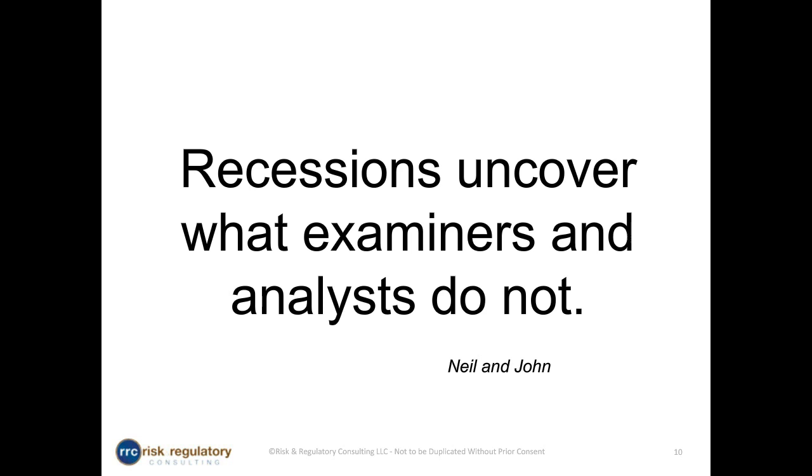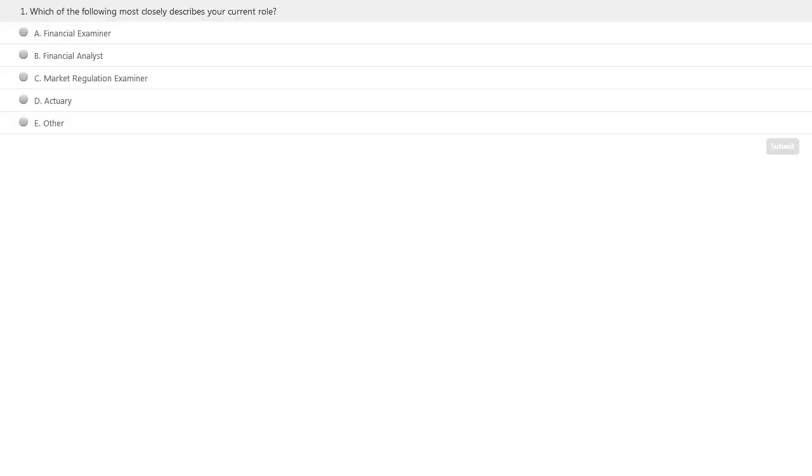And so with that, it brings us to our first polling question, number 1. The first polling question is, which of the following most closely describes your current role? Are you A, a financial examiner, B, analyst, C, market reg examiner, D, actuary, E, other? Again, no right or wrong answer. We do need to have you fill out at least 80% of the questions, and this is very helpful to us to know who's in the audience as we go through the presentation. So if you would, take a moment and fill in your answers.